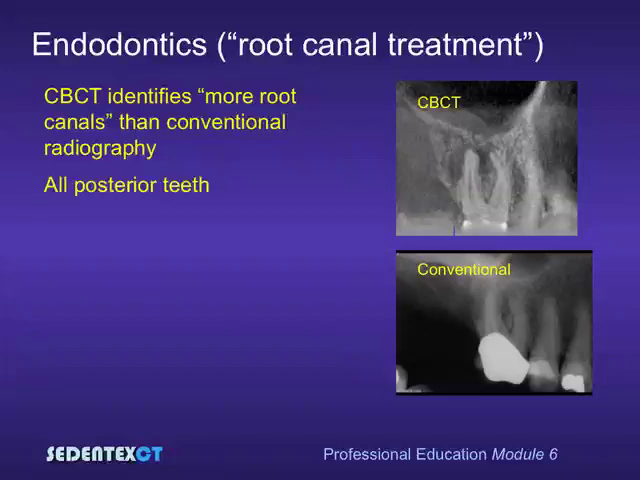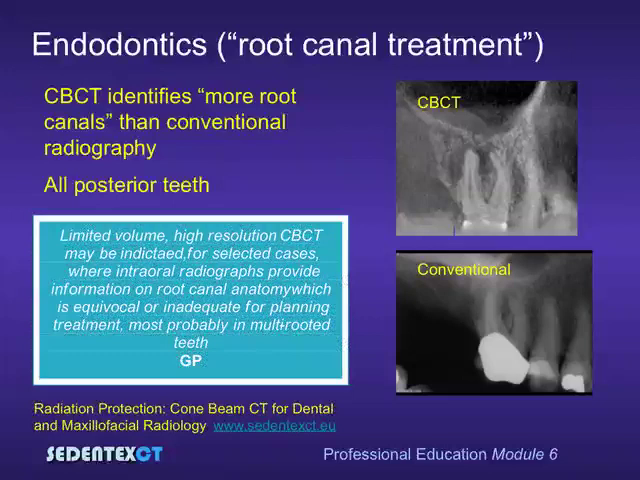Another task that dentists perform very regularly is endodontics, or root canal treatment. The research evidence is relatively weak here, but it appears that cone beam CT identifies more root canals than conventional radiography. All the research that has been done in this area has been on posterior teeth. This seems reasonable when the diagnostic task of imaging root canals is more demanding when we are looking at posterior teeth.